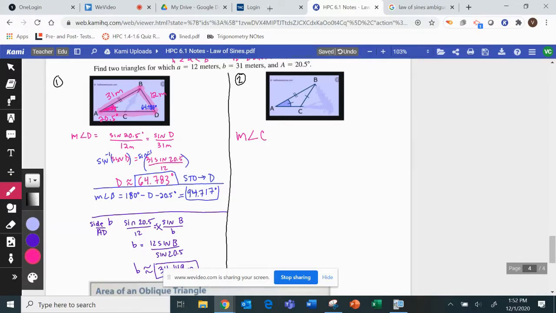Oh, I should probably label these. This is 31 meters. This is 12 meters. And then this angle right here, angle A, is 20.5. Same as it is. And what I'm going to do is basically the exact same thing all the way down.